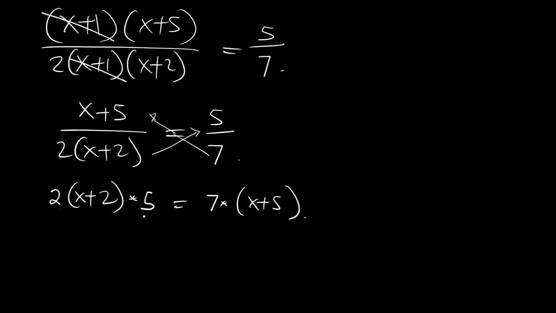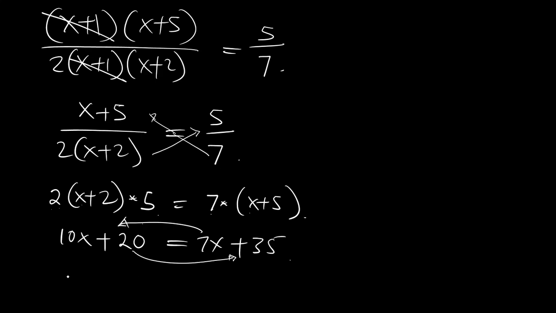So now 2 times 5, 10. 10 times x is 10x plus 10 times 2 is 20. So you now have this one: 7 times x is 7x plus 7 times 5 is 35. So now if we move this to the other side, and move this one to the other side, we now have 10x minus 7x equal to 35 minus 20. So this will give us 10x minus 7x, which is 3x, equal to 15.